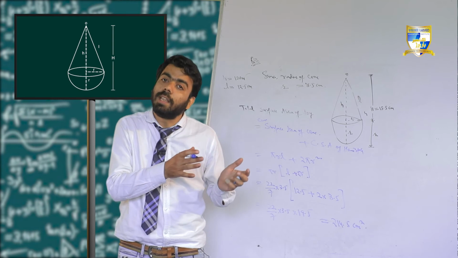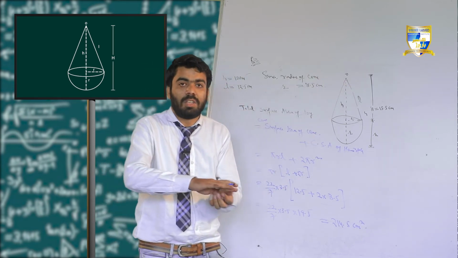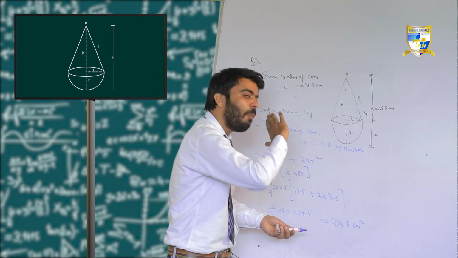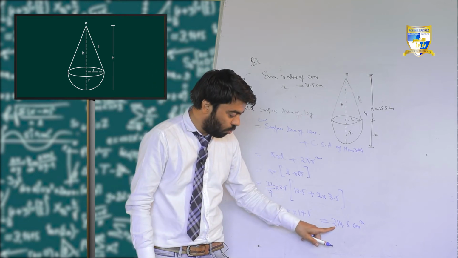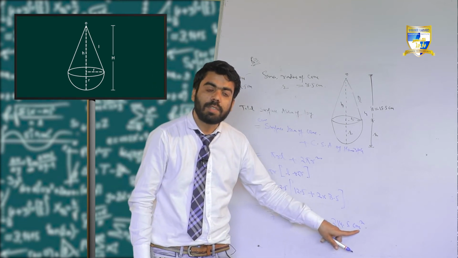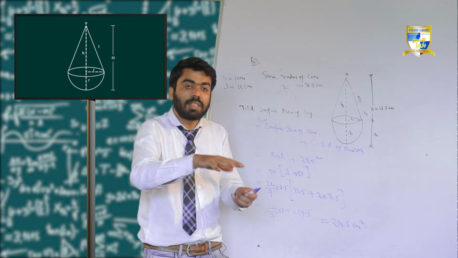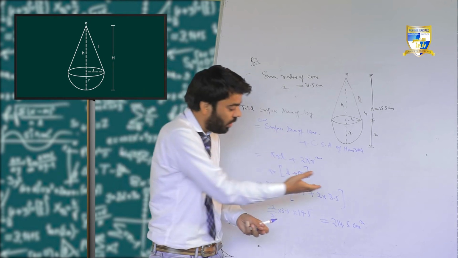But what physically it means? It means that the area, suppose you will touch this toy, how much area you can touch? That area is equivalent to 214.5 centimeters square. You can't touch the base. You can't touch the circle of a hemisphere. So that will not be included in this.